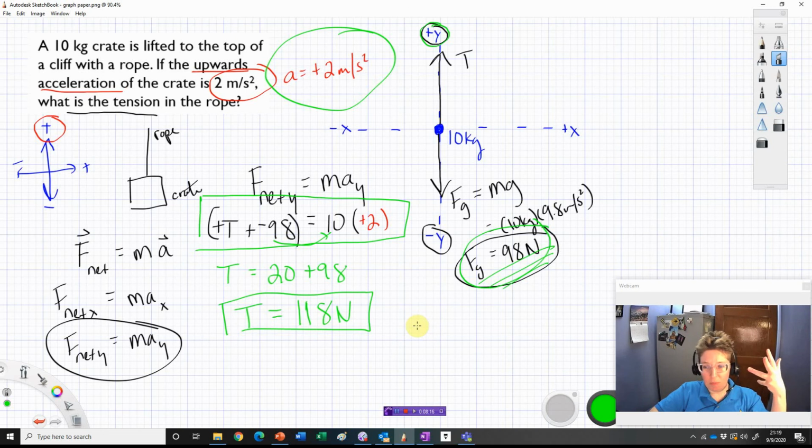Solve the system of equations that results. And that's it. That's what you do.